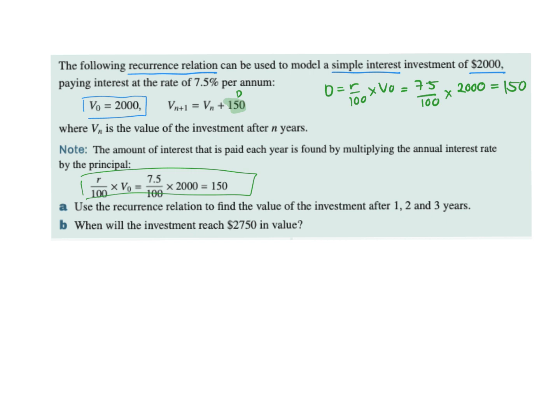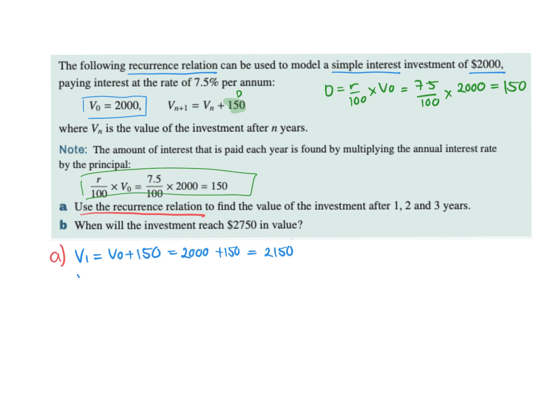Okay, so now the question says use the recurrence relation to find the investment after 1, 2, and 3 years. It's very important, because they've said use that relation, we have to show all the steps. Remember, even though it's very basic, like arithmetic, you still have to show it. So I have to write V1, and V1 equals the one before plus 150. So we're going to see 2,000 plus 150 would equal 2,150.